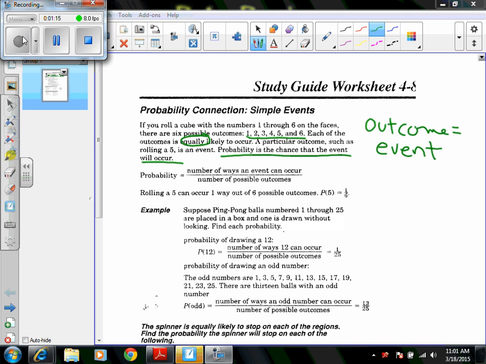Okay, so the way that you figure out probability is you create a ratio with the number of ways an event can occur over the number of possible outcomes. Okay, so rolling a 5 can occur one way out of 6 possible outcomes. So the probability, that's what that P stands for right there, the probability of rolling a 5 is 1 out of 6. Okay, let's look at another example.